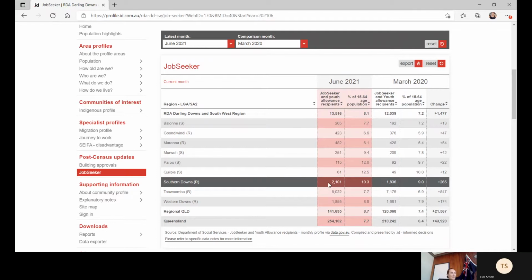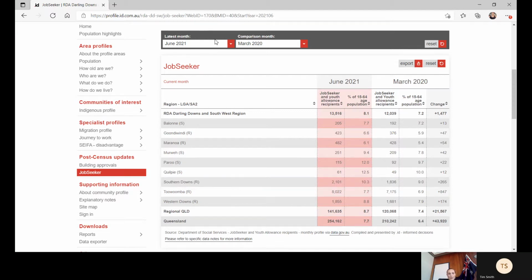Now we have 2,101. Okay, so during that period and up till now, we have an additional 265 people accessing JobSeeker or Youth Allowance. Now, as I say, the good thing about this data is, yes, it's across the counter, but it's updated monthly. So it's very timely information. It's information that you can look at on a month-by-month basis to see how you're tracking in terms of local employment in your community and trying to convert those people out of JobSeeker or Youth Allowance back into jobs.